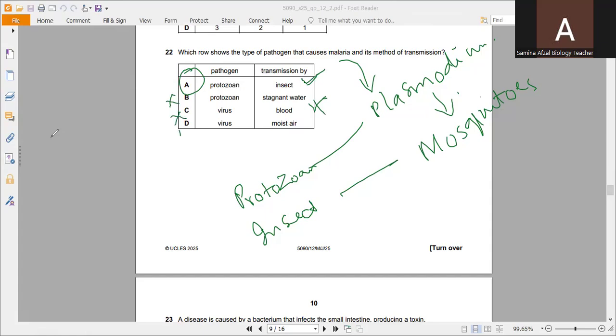B, C, and D are not the correct options, because no doubt a virus can be transmitted by blood or by moisture, but we are talking about malaria. Malaria is caused by Plasmodium, which is transmitted by a vector, and that vector is the mosquito.